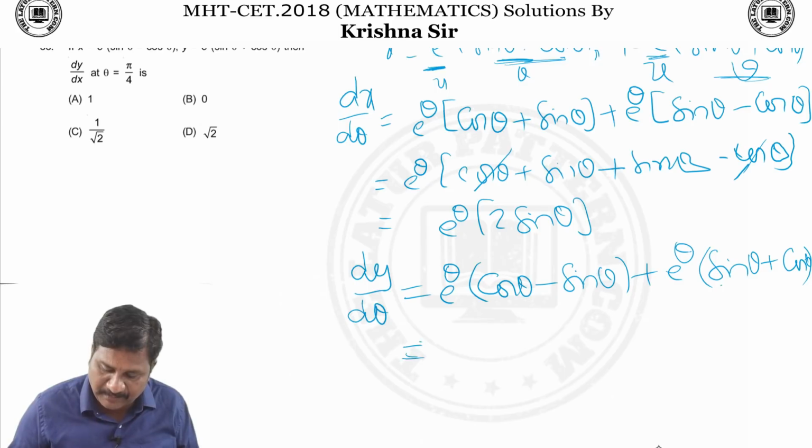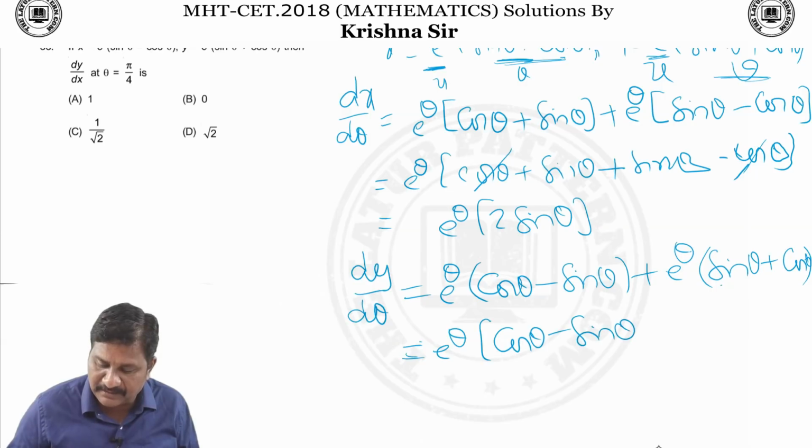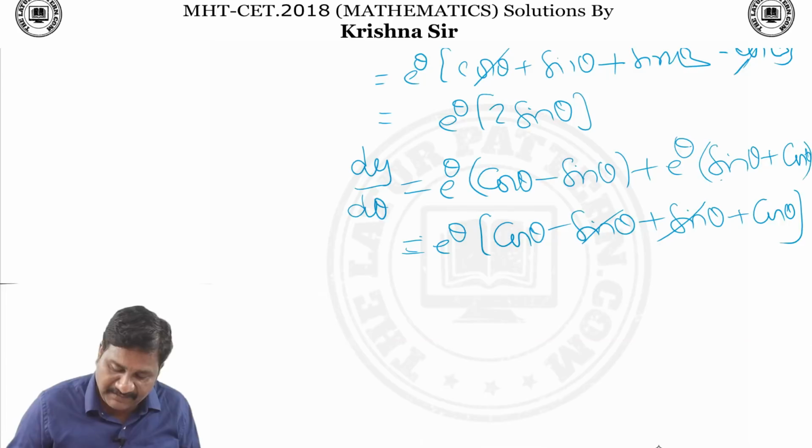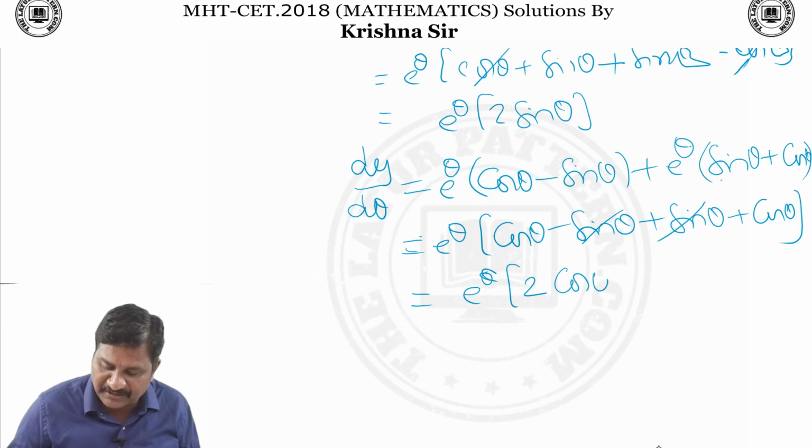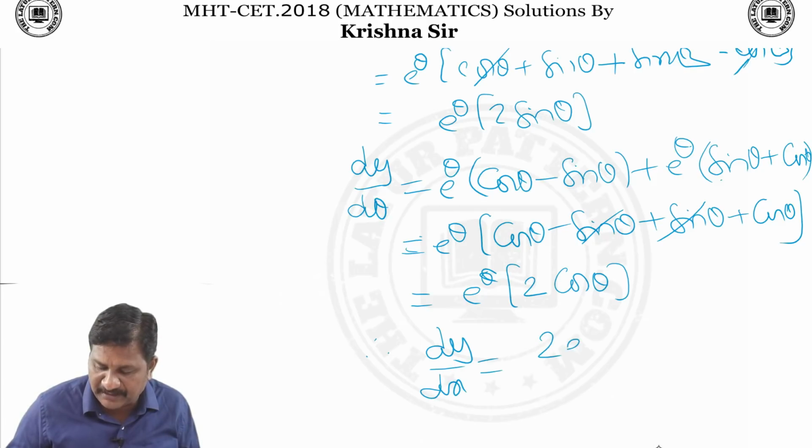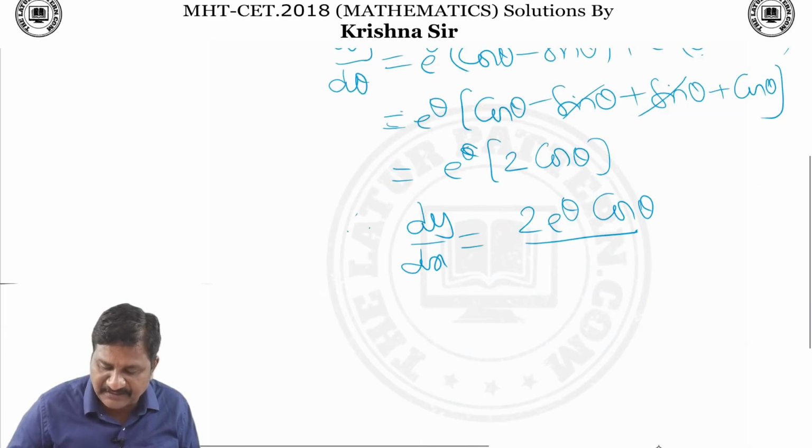Here also we are getting common e raised to theta, that is cos minus sine plus cos. Here sine will get cancelled. Now dy by d theta is equal to e raised to theta into 2 cos theta. So therefore we find dy by dx by parametric, dy by d theta in the numerator, which is 2 e power theta cos, and dx by d theta in the denominator, which is 2 into e power theta into sine.